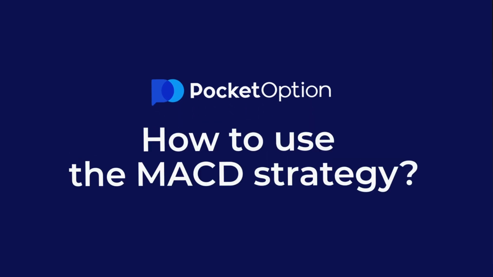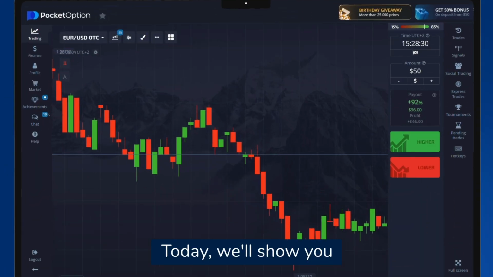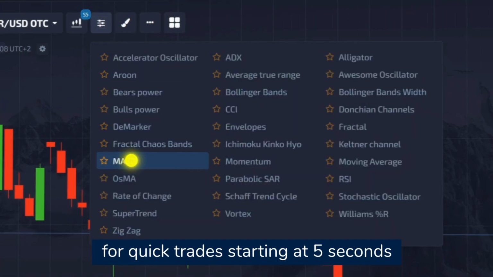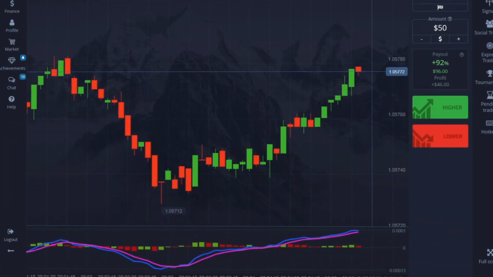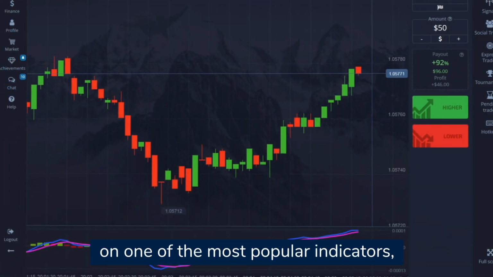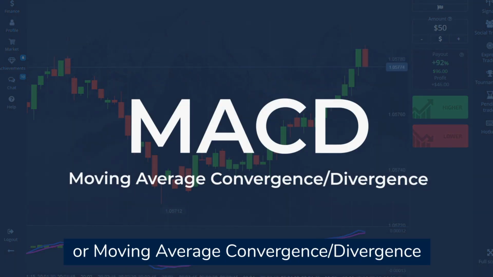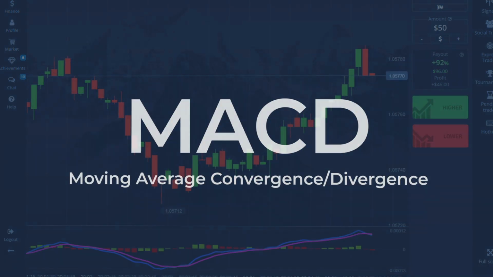How to use the MACD strategy. Today, we'll show you how to use the MACD strategy for quick trades starting at 5 seconds. This strategy is based on one of the most popular indicators, the MACD, or Moving Average Convergence Divergence.